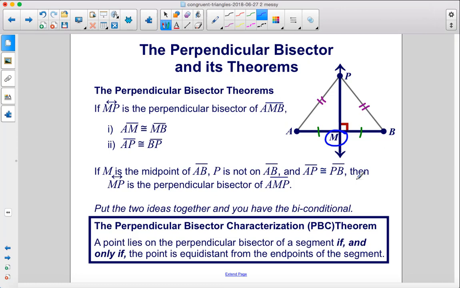Put the two ideas together and you have the biconditional. The perpendicular bisector characterization, or PBC theorem. A point lies on the perpendicular bisector of a segment if and only if the point is equidistant from the endpoints of the segment.